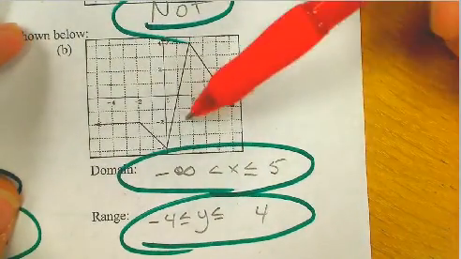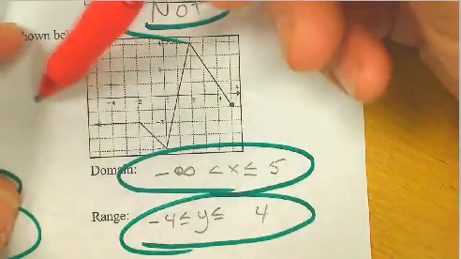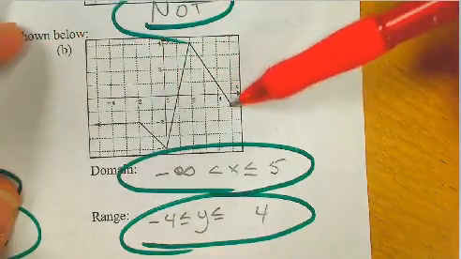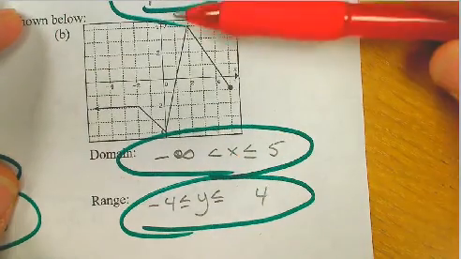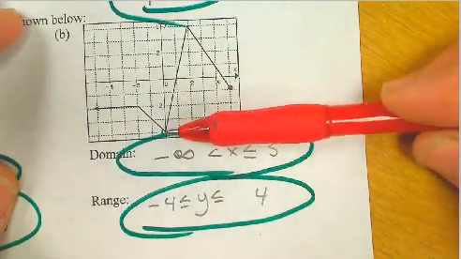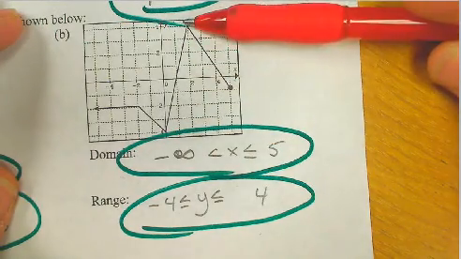My smallest x value is -infinity all the way up till 5, and it's filled in dots, so it's equal to it. My range is my smallest y value, which is -4, all the way up to 4.